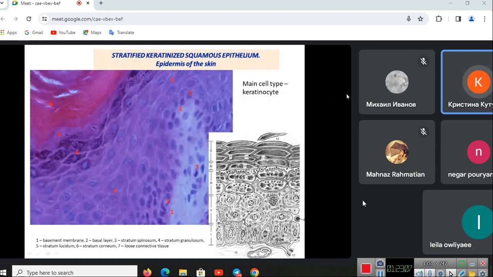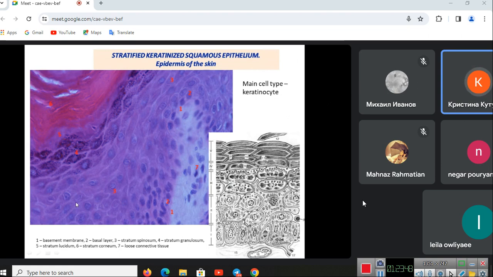So, stratified keratinized squamous epithelium. Here in the picture, we can see the section of the skin of the finger. So, this epithelium makes the epidermis of the skin. The skin is an organ like the stomach or heart. So, as any organ does, the skin contains several types of tissues, and it contains the epithelial tissue at its top, and this area is called the epidermis, the most superficial layer of the skin.